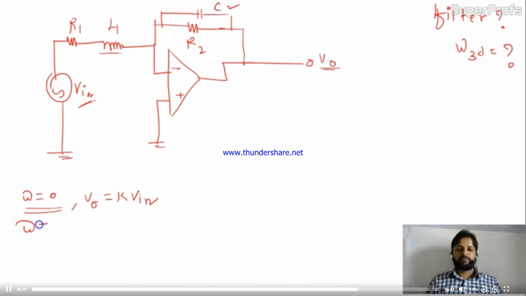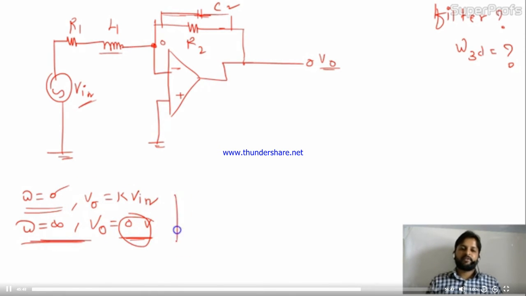But if omega equal to infinity, the inductor will become open circuited and the capacitor will become short circuited, so the output will be 0 volt. At omega equal to infinity we are getting 0, and at omega equal to 0 we are getting k V in. So definitely this is a low pass filter. It's passing only low frequency signals, and at high frequency it's blocking. So this is LPF.